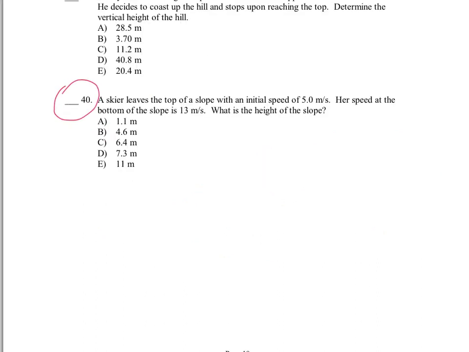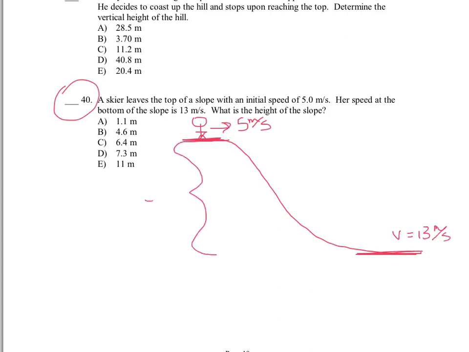Okay, so we have a skier leaving the top of a slope. He's got a velocity of 5 meters per second. So here he is skiing down the slope. And he's going to go down, and at the bottom of the slope, he's going to have a velocity of 13 meters per second. And they want to know how high is the slope.